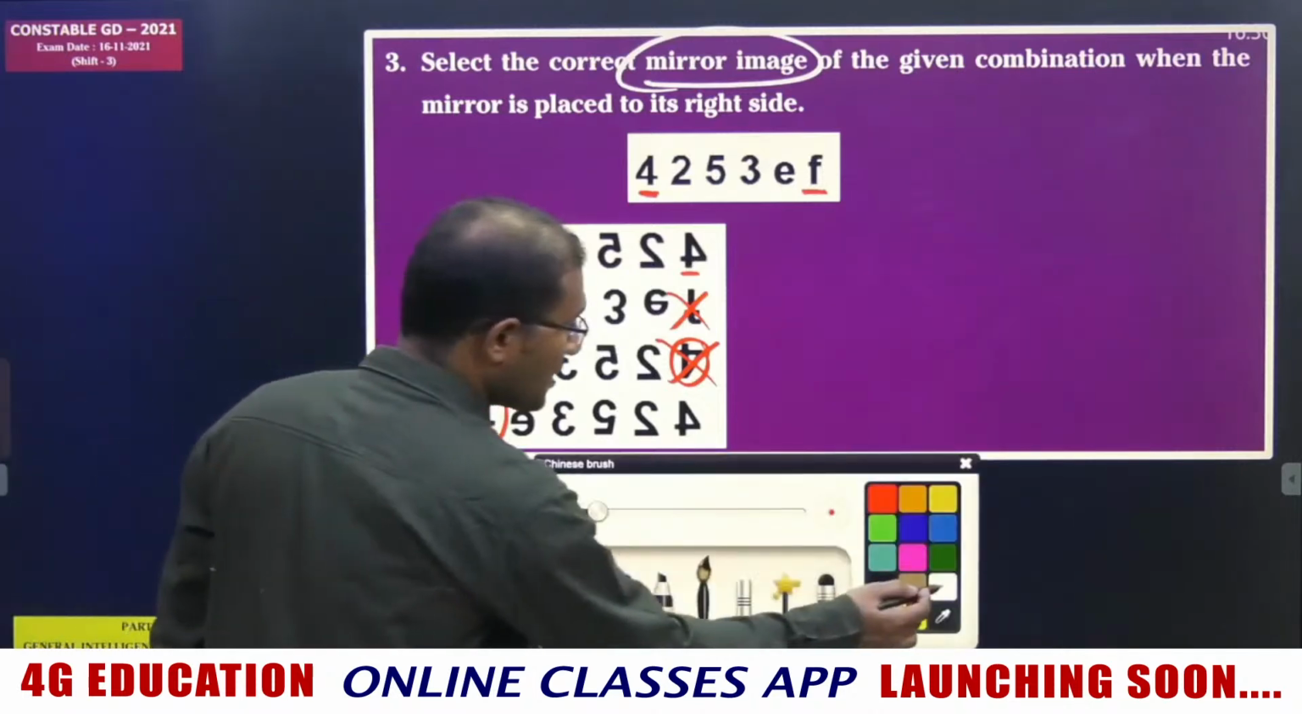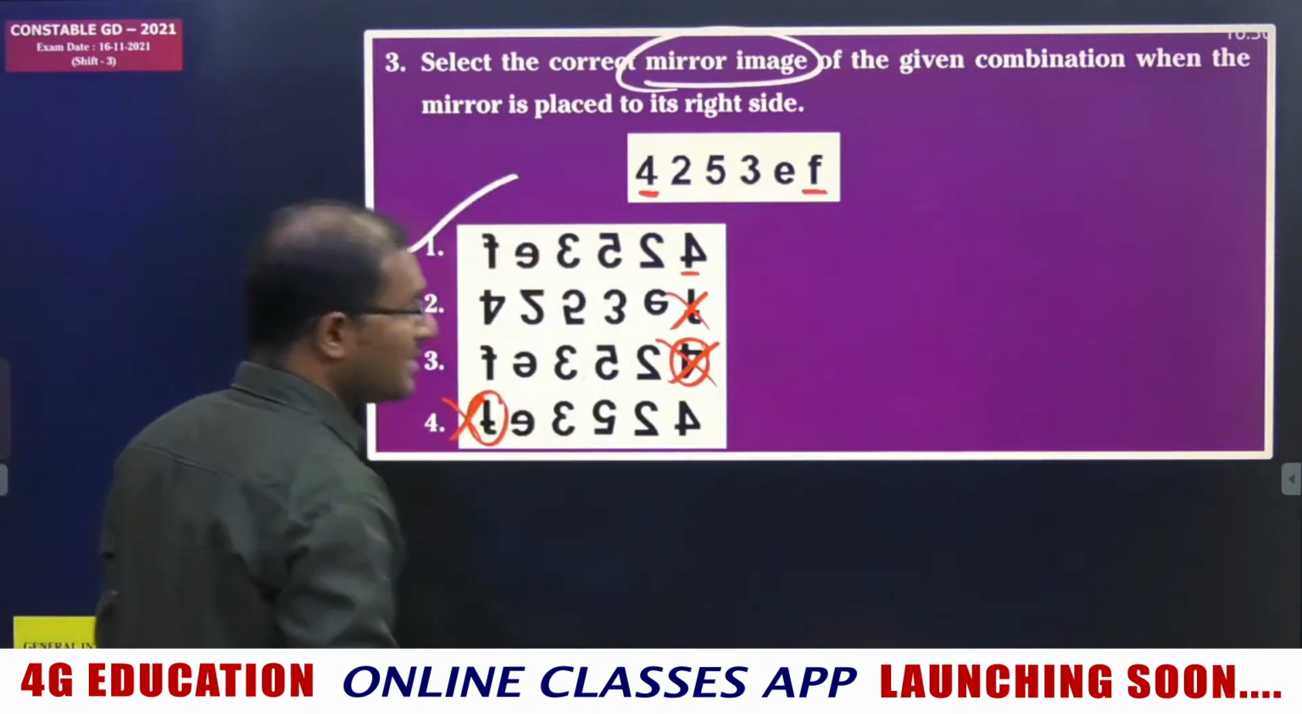That's why the first option would be the right answer for this question.